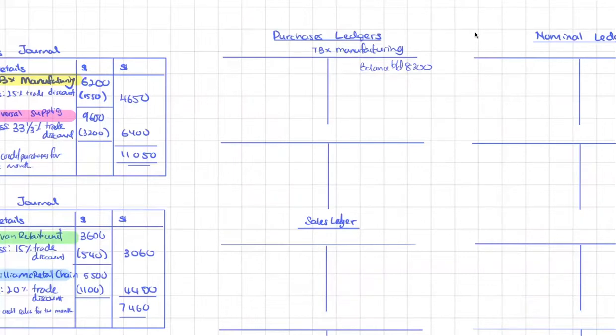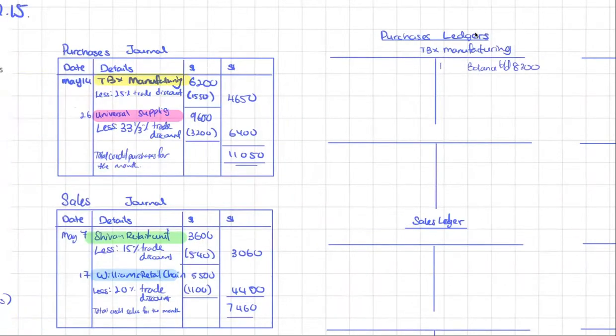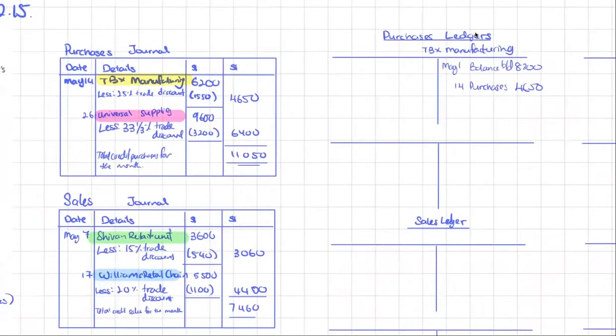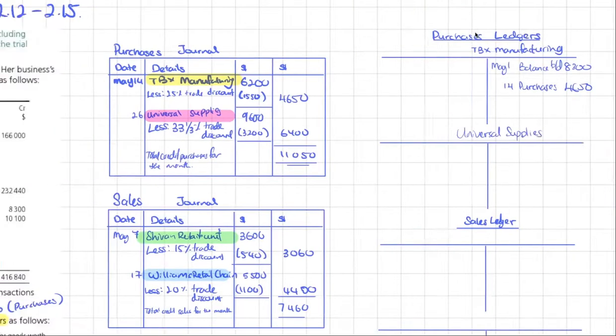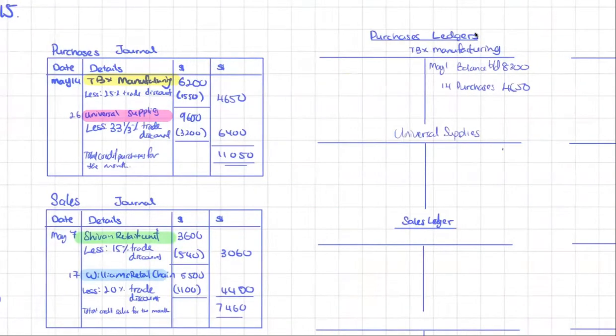And then we're going to write the date here, May 1st. Then on 14 they bought, so you just write 14 here. Purchases, 4,650. Next will be Universal Supplies. The amount will be 10,100, May 1st. And then we have 6,400. This is our purchases.